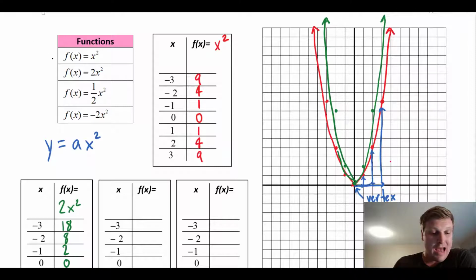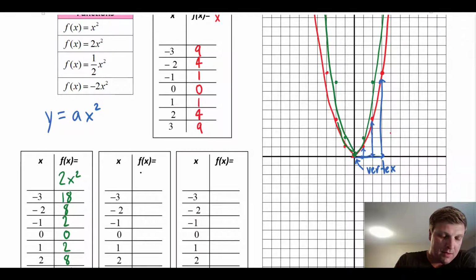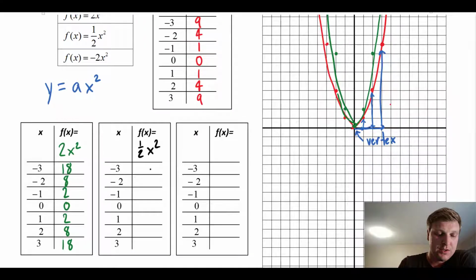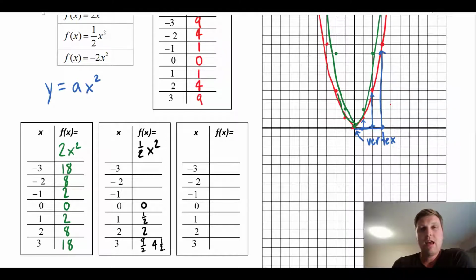y equals 1/2 x squared. Well, we're going to notice a similar pattern. 0 squared is still 0. Doesn't matter if we multiply it by 1/2. 1 squared is 1 times 1/2 is 1/2. 2 squared is 4 times 1/2 is only 2. 3 squared is 9 times 1/2 is 9/2, or 4 1/2. And I'm going to see the same thing happening in the negative direction. So the symmetry happens again. I get 1/2 here, I get 2, and then I get 4 1/2.